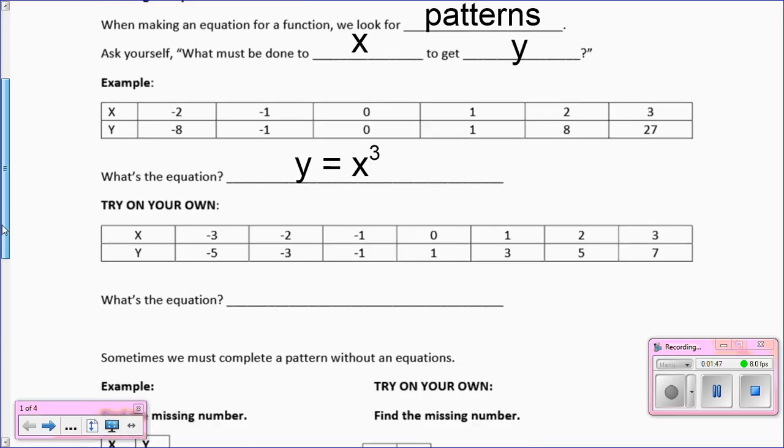So try this one on your own. I'll give you a hint: I would start with the 0. See what's going on there. Try this one on your own. Pause the video. When you come back, I'll have the equation for you. Alright, so here's the equation you should have gotten. You could have written y or f of x, but you had to multiply the x by 2 and then add 1 to it in order to get the y value. And that one works for each and every ordered pair.